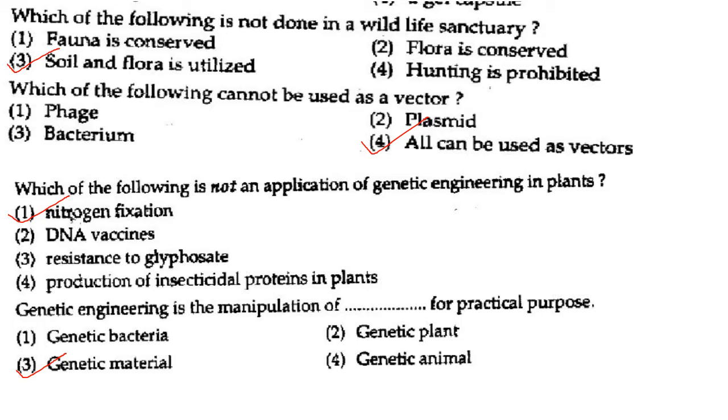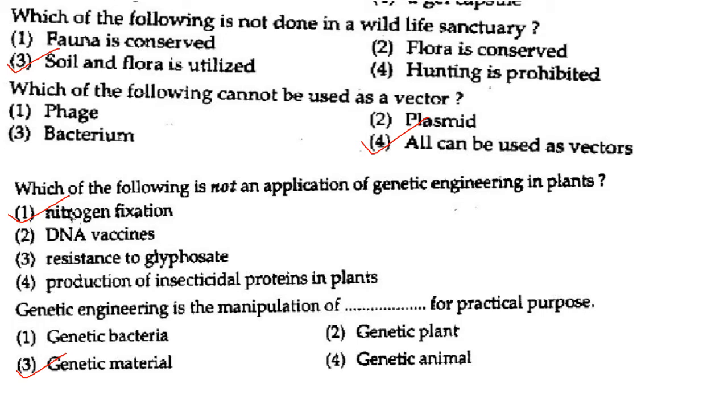Next one. Which of the following is not an application of genetic engineering in plants? Option 1, nitrogen fixation. 2, DNA vaccines. 3, resistant to glyphosate. 4, production of insecticidal proteins in plants. Answer is option 1, nitrogen fixation.